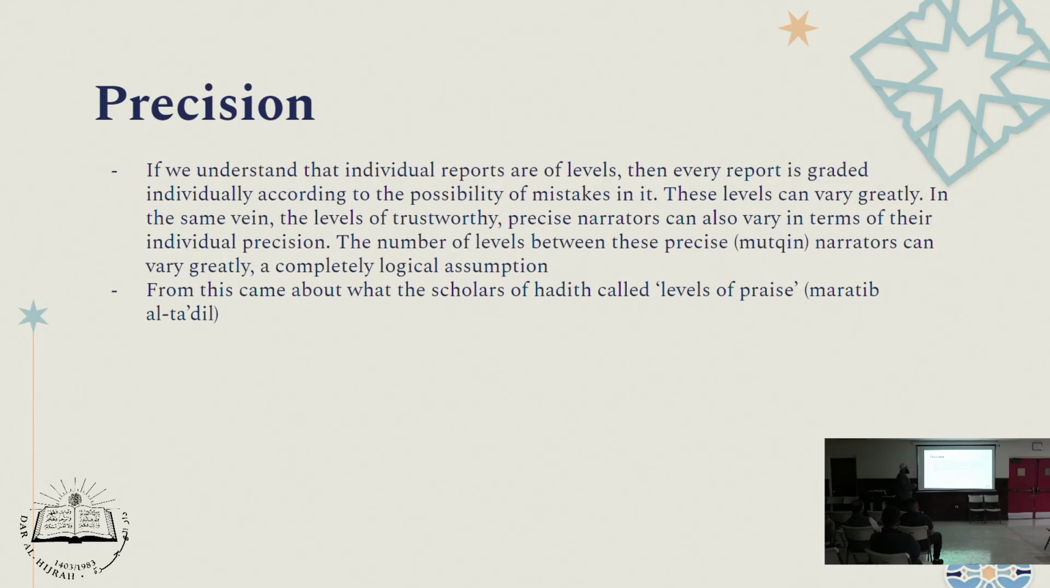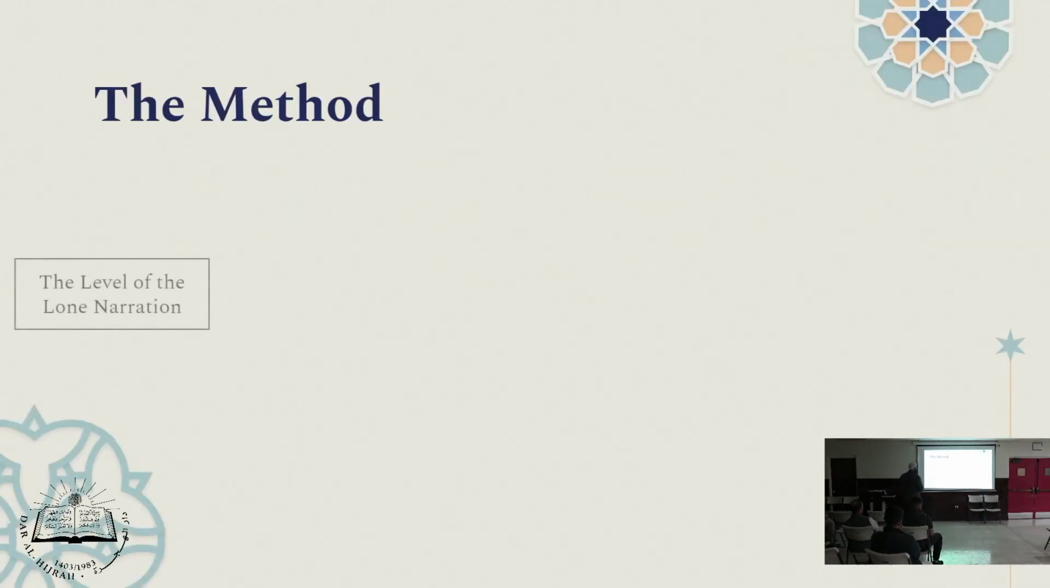And with that, you have the science called maratib al-ta'dil. Basically, scholars would grade these narrators. They would say that this narrator is stronger than this one, is more precise than this one, was longer with the shaykh than this one. And all of these different levels would help grade and come to terms when we deal with these lone individual reports. So what do they do?